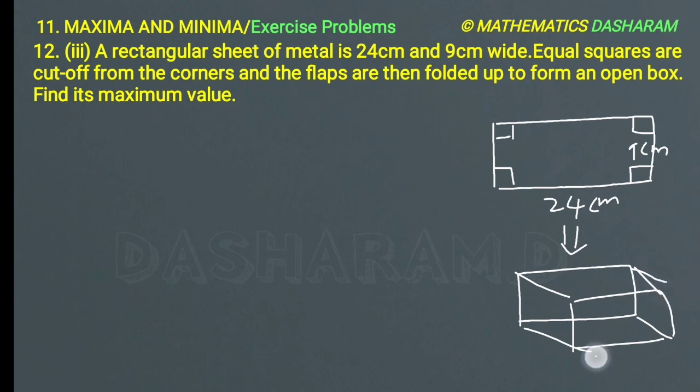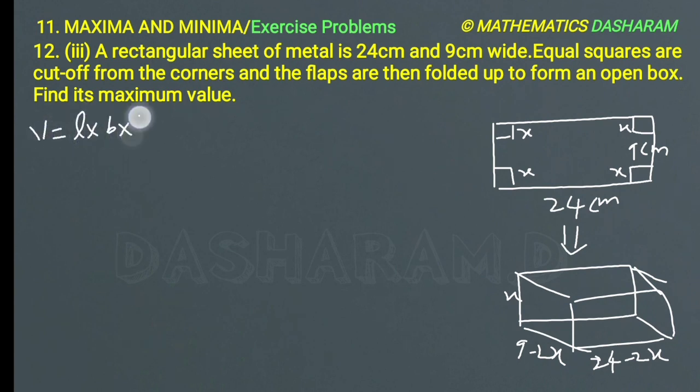So here let's select the side of a square as x centimeters. Then the length becomes 24 minus 2x, the breadth becomes 9 minus 2x, and the height becomes x centimeters. Then the volume equals length into breadth into height. So length is 24 minus 2x, breadth is 9 minus 2x, and height is x.